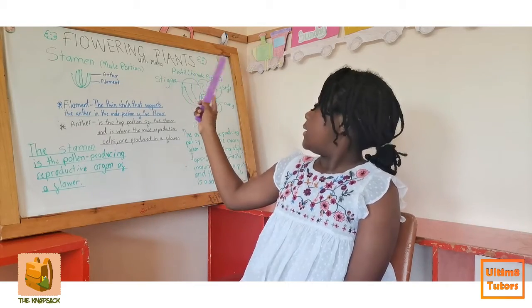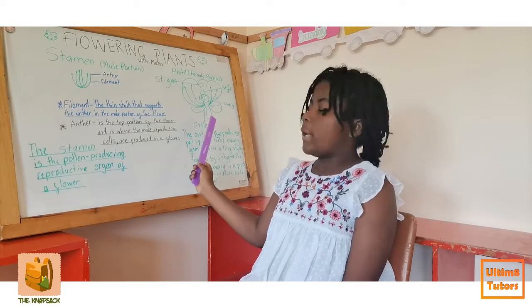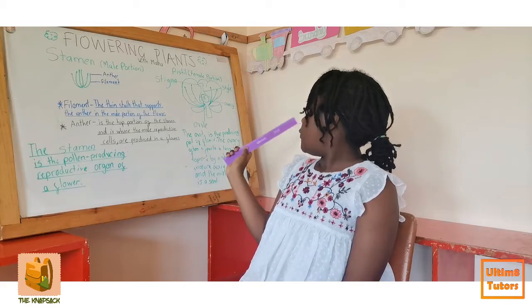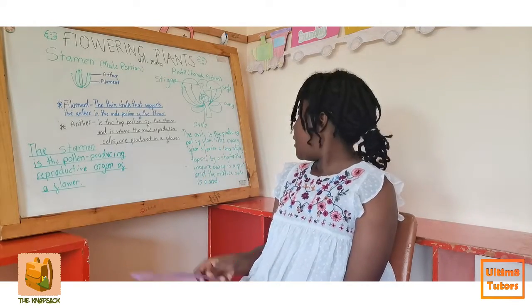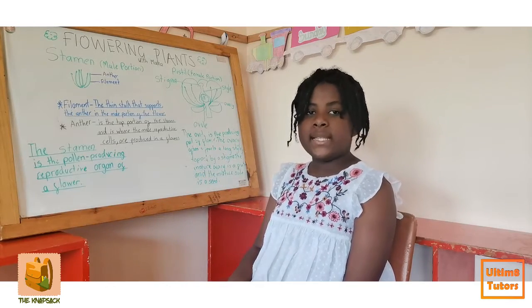The pistil is the female portion, which is made up of the stigma, style, ovary, and ovule. The ovule is the egg-producing part of a flower. The ovary often supports a long style topped by a stigma. The mature ovary is a fruit and the mature ovule is a seed.